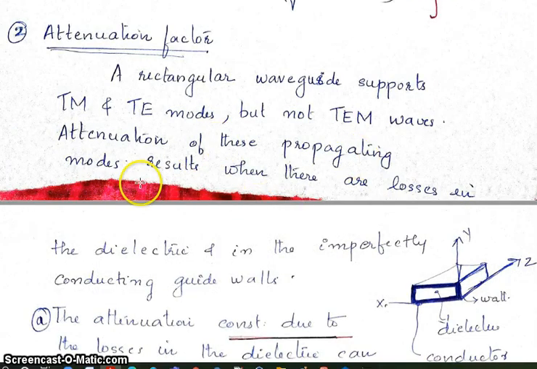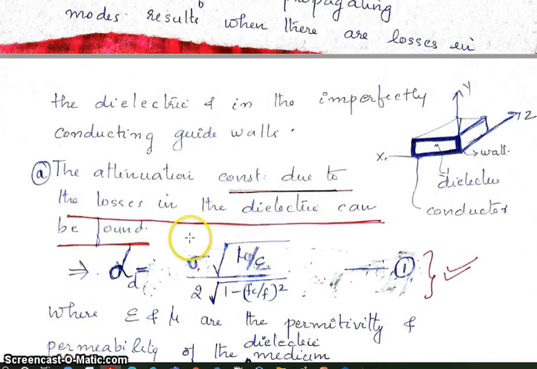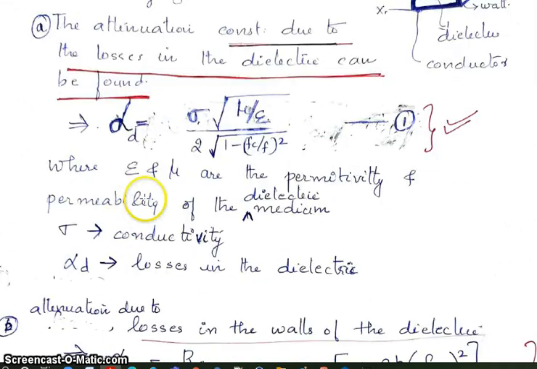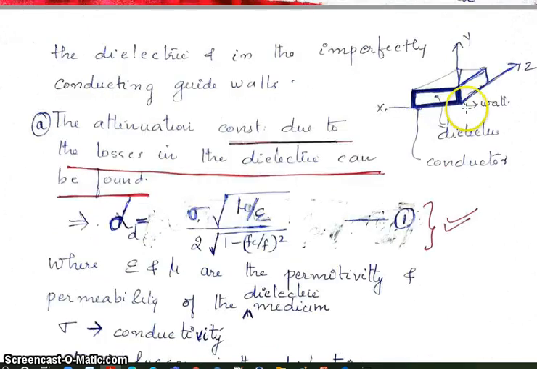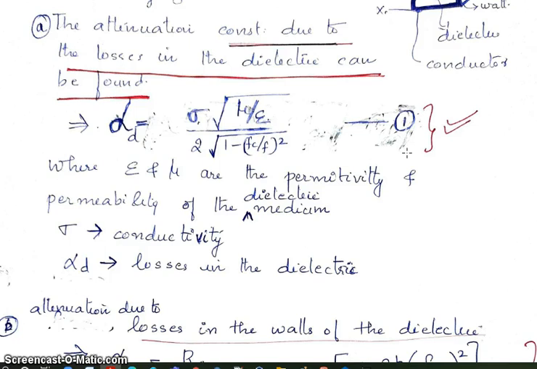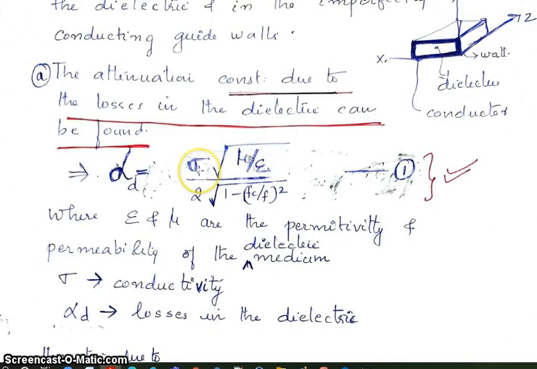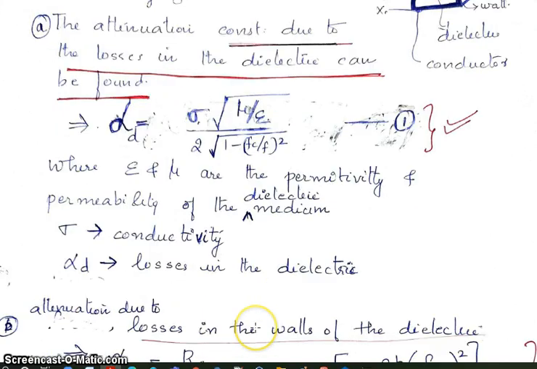Attenuation of these propagating modes results when there are losses in the dielectric and in the imperfectly conducting guided walls. The attenuation constant due to the losses in the dielectric medium is given by the formula alpha d is equal to sigma square root of mu by epsilon by 2 square root of 1 minus fc by f, where mu and epsilon are the permeability and permittivity of the dielectric medium, because here we are dealing with the losses due to the dielectric medium between the conducting walls, and sigma is the conductivity of the dielectric medium. Alpha d represents the losses in the dielectric medium.